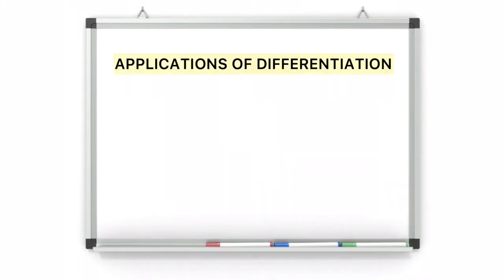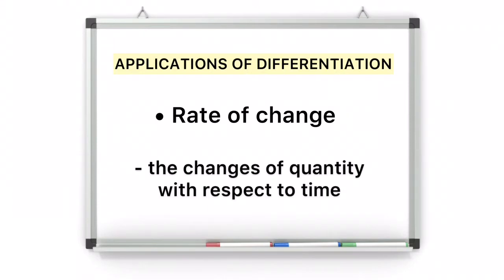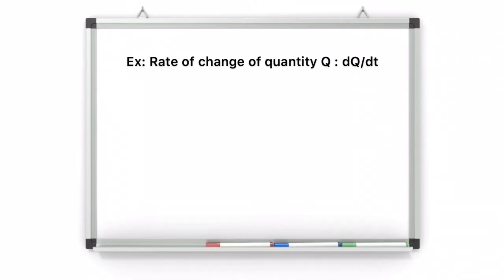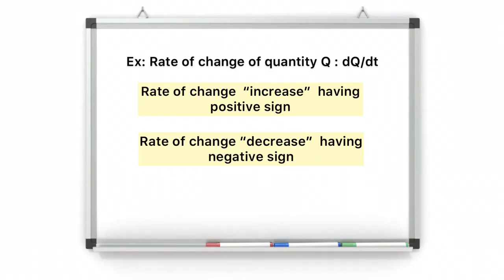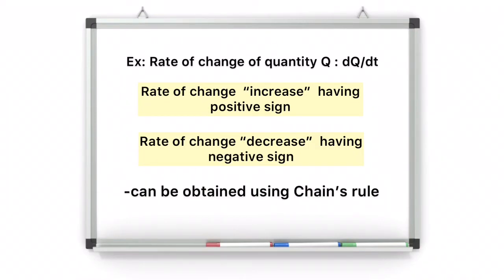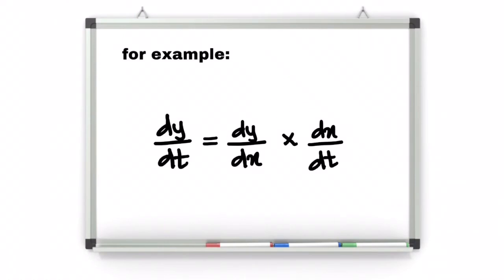Hello everyone, today we're back with the same topic, application of differentiation, but this time we'll be focusing on rate of change, which is the change of a quantity with respect to time. As an example, the rate of change of quantity Q is equal to dQ over dt. A rate of change that increases has a positive sign, while one that decreases has a negative sign. This rate of change can be obtained using the chain rule. For example, dy over dt equals dy over dx times dx over dt.